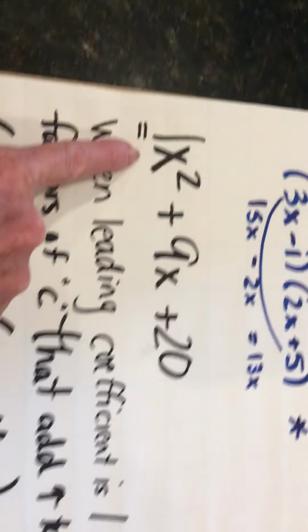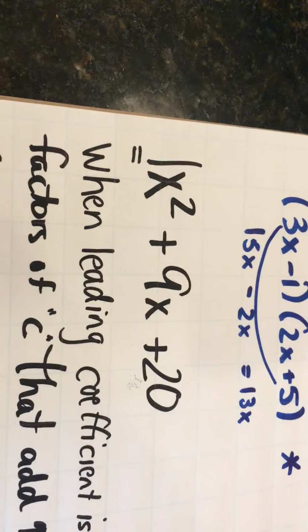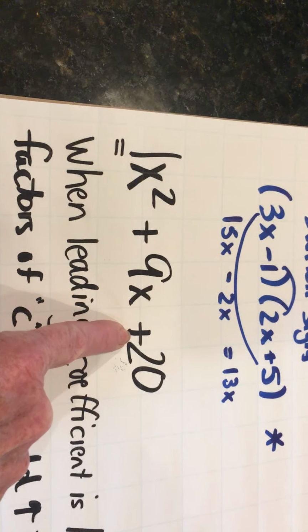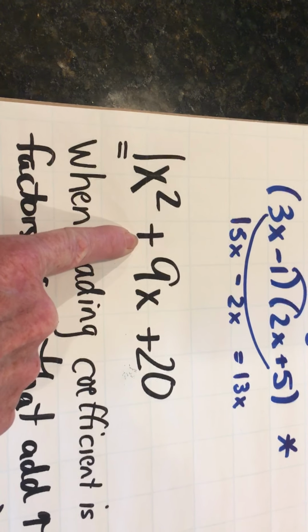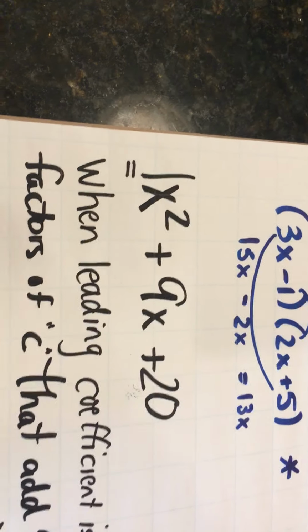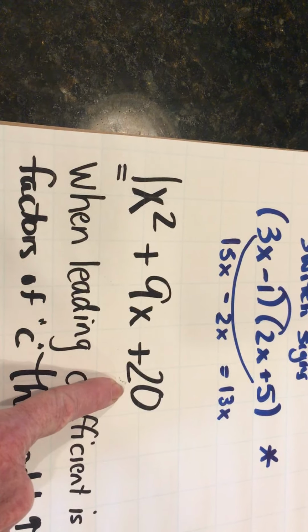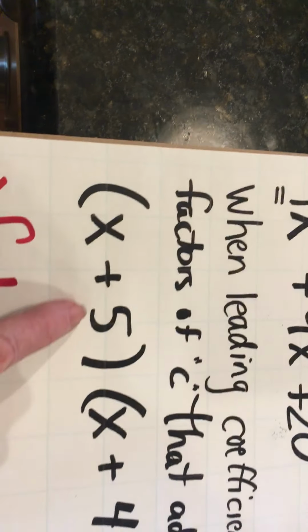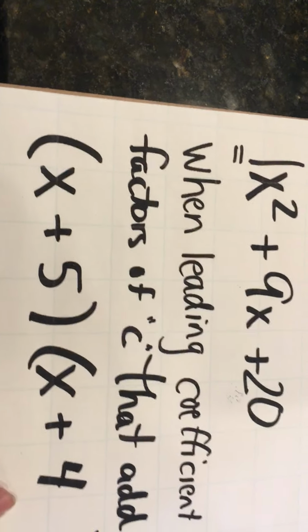So what multiplies together to give me x squared? We know it's x and x. What do we know about our signs? They're the same. Looking at our middle term, both of them are positive. So what multiplies together to give me 20 that adds to give me 9? It would be x plus 5 and x plus 4.